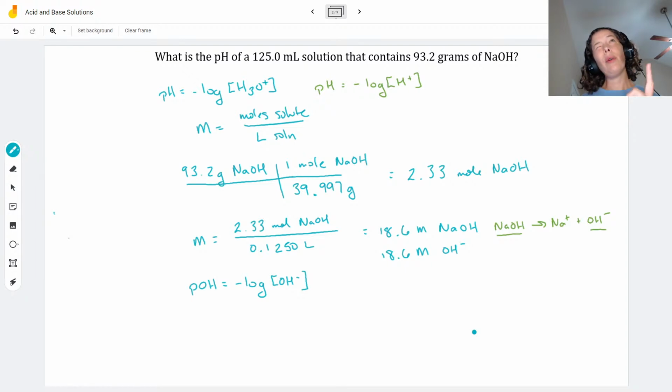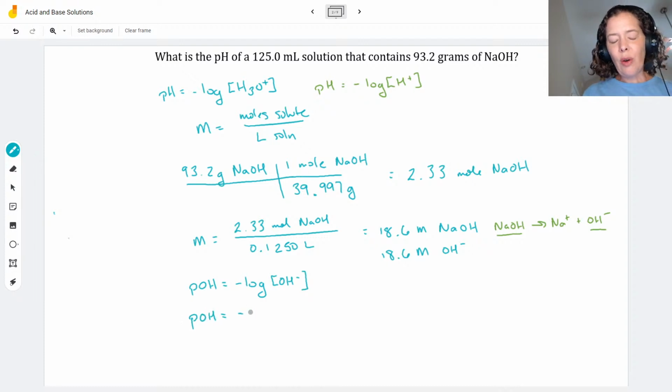So we will deal with another problem where we don't have this 1:1 ratio, but the 1:1 ratio just means that you have to recognize that it is a 1:1 ratio and you don't need any extra math. It's great because my concentration of sodium hydroxide is my concentration of hydroxide, which means I can plug this concentration of hydroxide into my formula for pOH and calculate my pOH. Okay, so I'm just going to do the negative log of 18.6, and that is molarity.